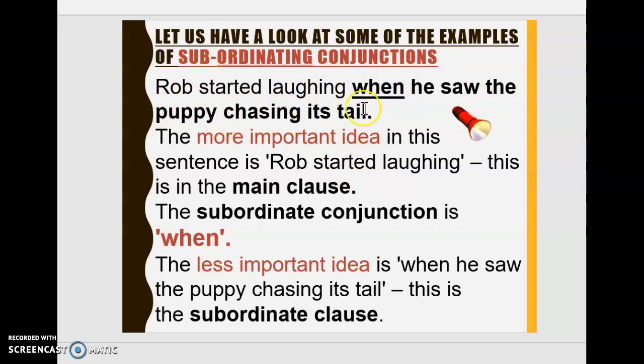The subordinating conjunction is when. Now here this when is linking the main clause with the subordinate clause. He saw the puppy chasing its tail. This holds less importance. This is a less important idea. So that is why this is our subordinate clause.